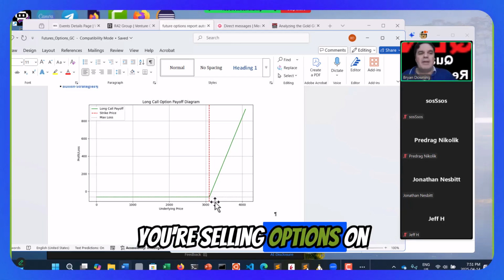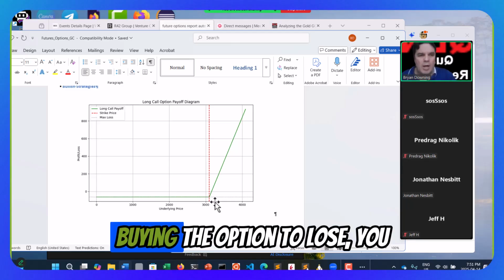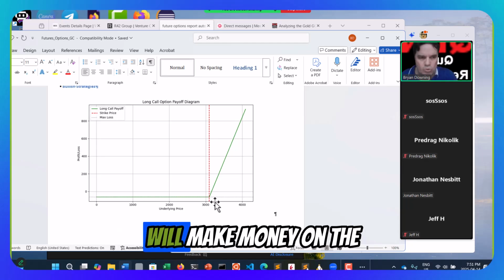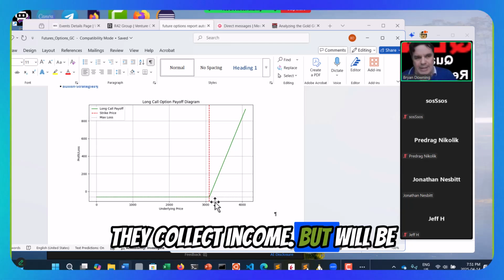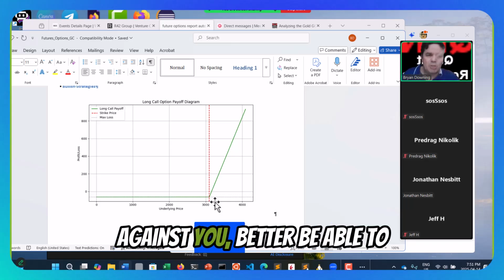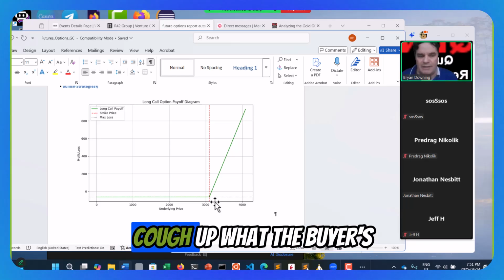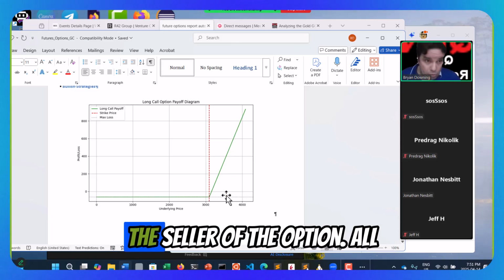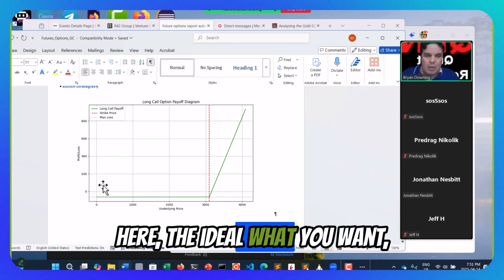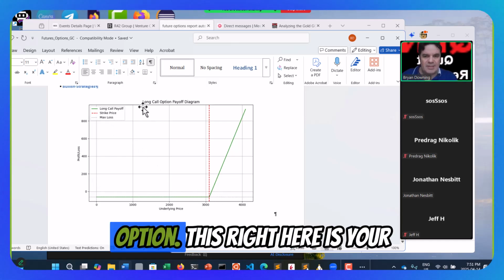If you're selling options in the market, you want whoever's buying the option to lose. You will make money on the premium. That's how they collect income. But woe betide you if the trade goes against you. You better be able to cough up what the buyer's getting on your losses as the seller of the option. All right, so continuing along here, the ideal in this case is a long call option.